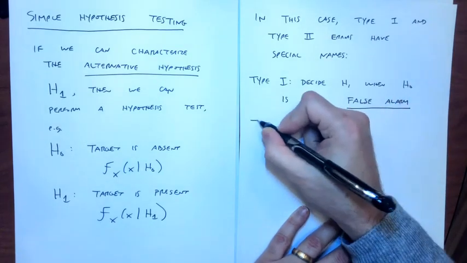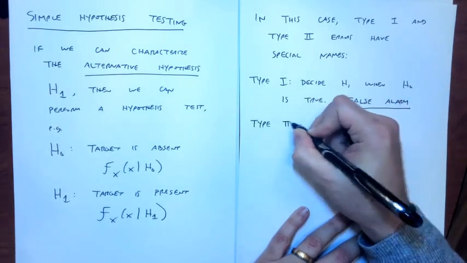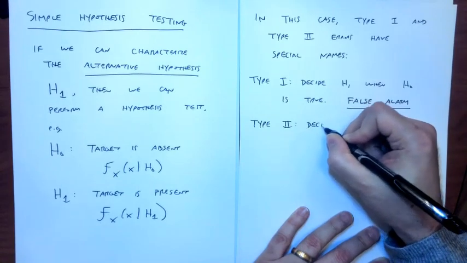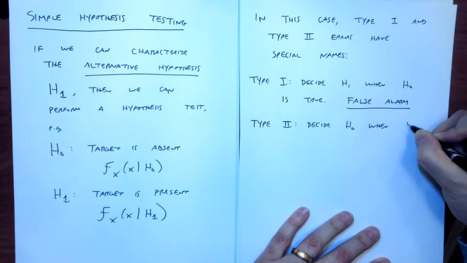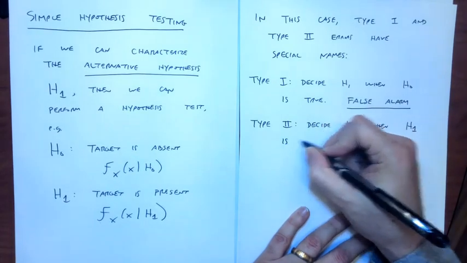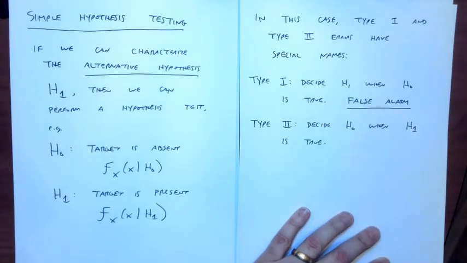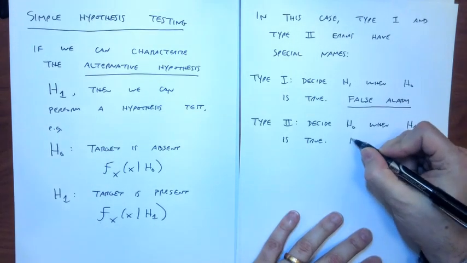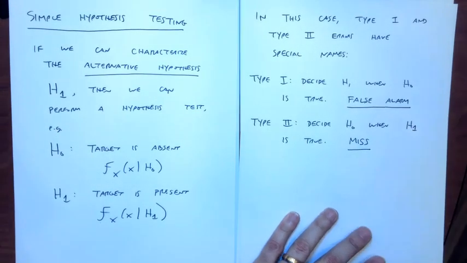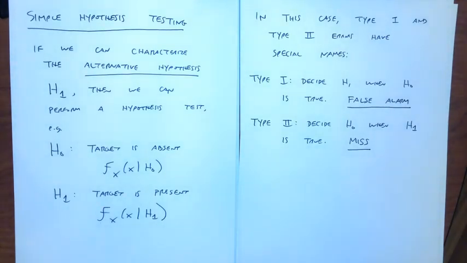Okay? And type 2 is the opposite. I decide H0 when H1 is true. That's when I say the patient is healthy when they're actually sick. That's called a miss, or a missed detection. Okay?